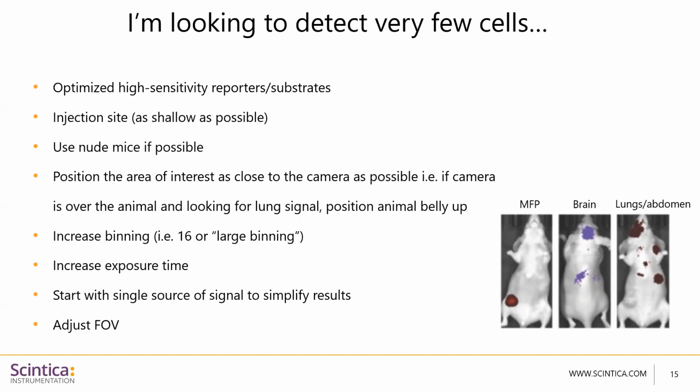And then finally, you can adjust the field of view. Depending on the system, you can typically move the camera from above to zoom in on the animal, or you can move the stage itself to change the field of view and improve the sensitivity.